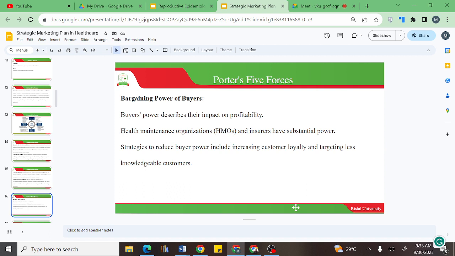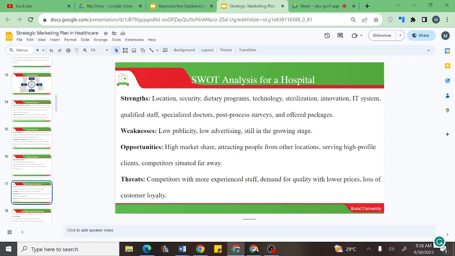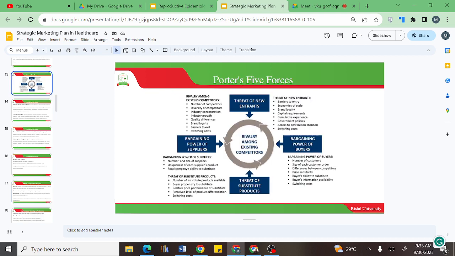So you want to have clients who have higher purchase power. Okay, but if you also want to really survive, you need to consider issues to do with customer loyalty, and then also targeting your services. Okay, so that was Porter's 5 forces.